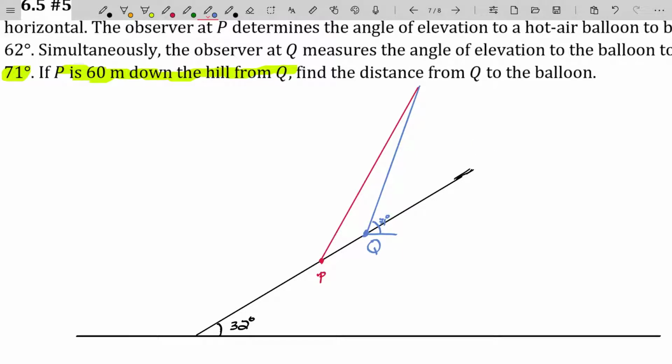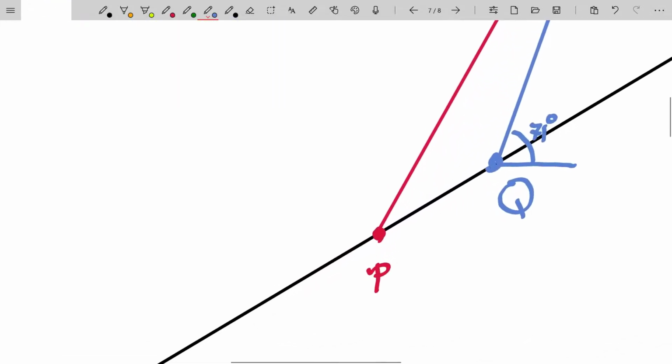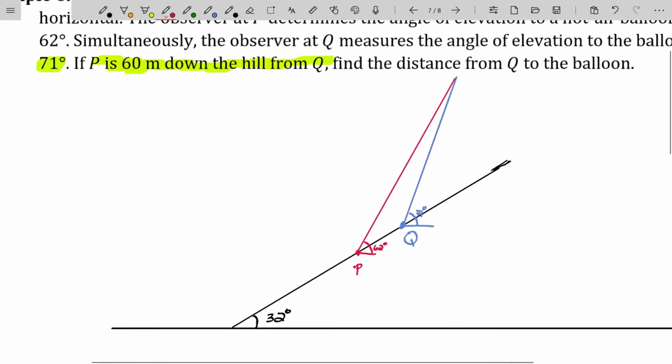It's from the horizontal. Same thing with P. The angle of elevation to the balloon for the person at point P here is 62 degrees. And so if the person at P was to look horizontally, they would look up through an angle of 62 degrees. That's just an important piece of information here.